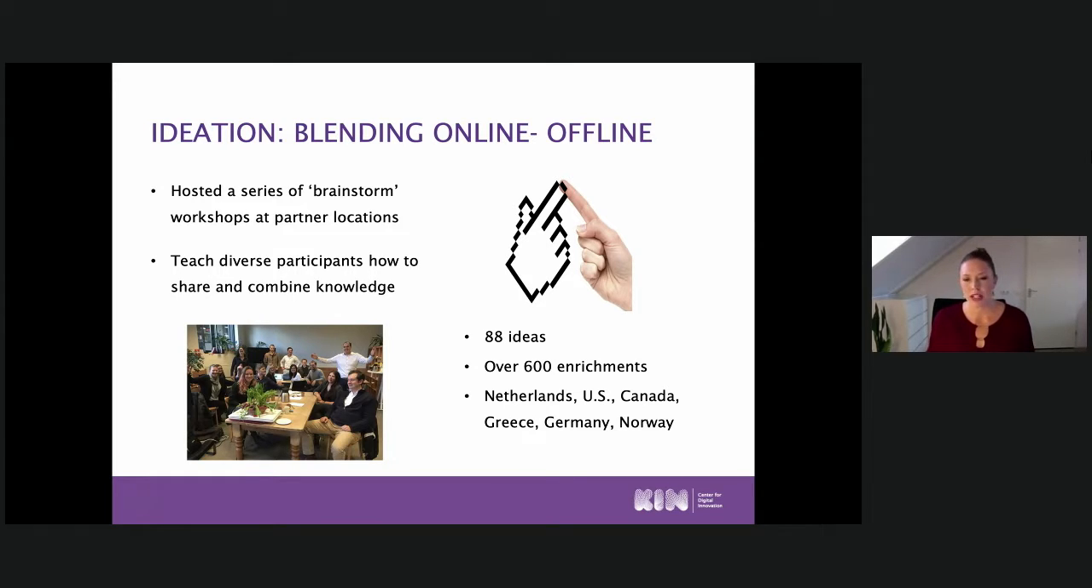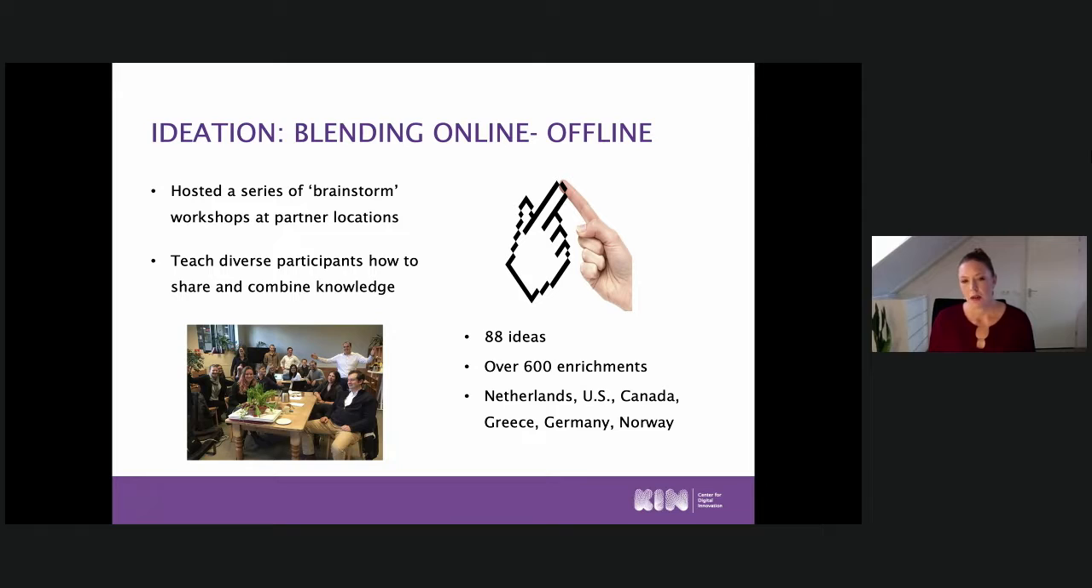What the organizers of Save Our Oceans decided to do was to host a series of offline workshops. They called them brainstorm sessions. And in the picture in the bottom left, you see a brainstorm session that I held with some of my students at our university. What they did in these sessions was actually teach people how to share knowledge and combine knowledge in the setting of the crowdsourcing challenge. So this was interestingly something that didn't actually come naturally to people, and they had to be taught this.